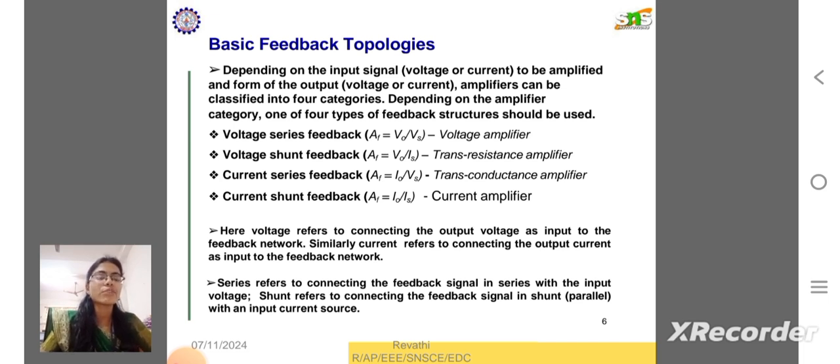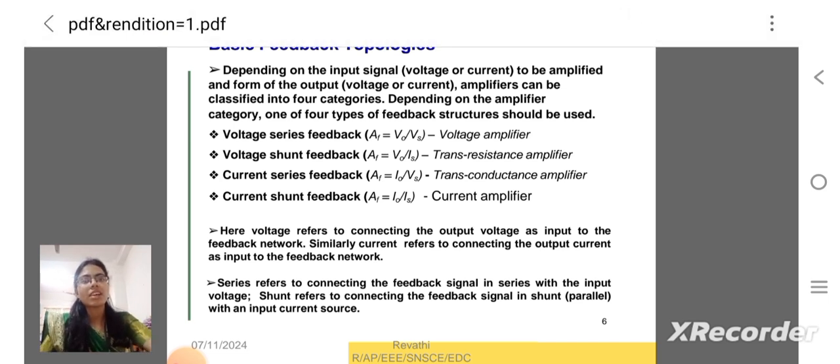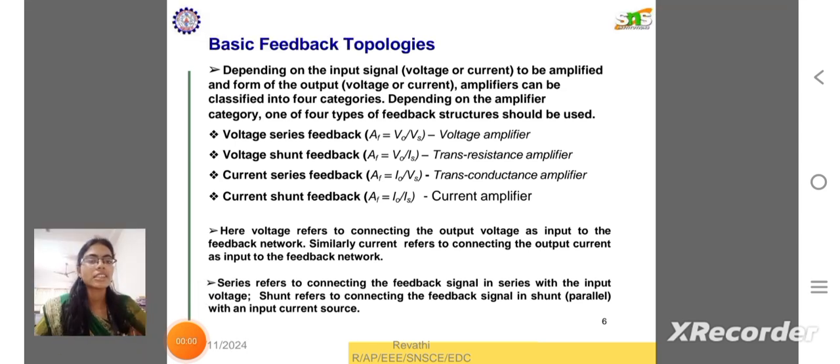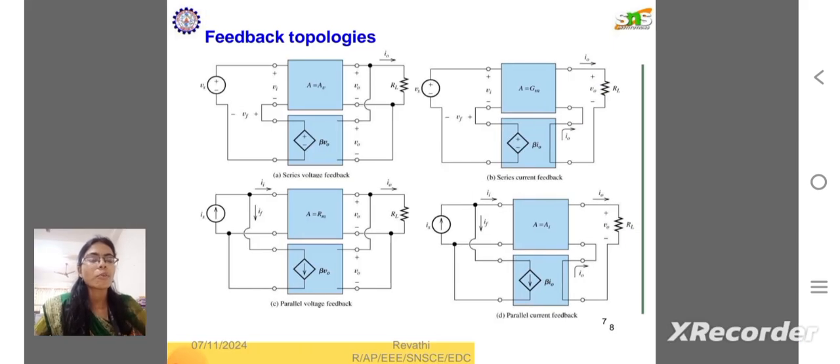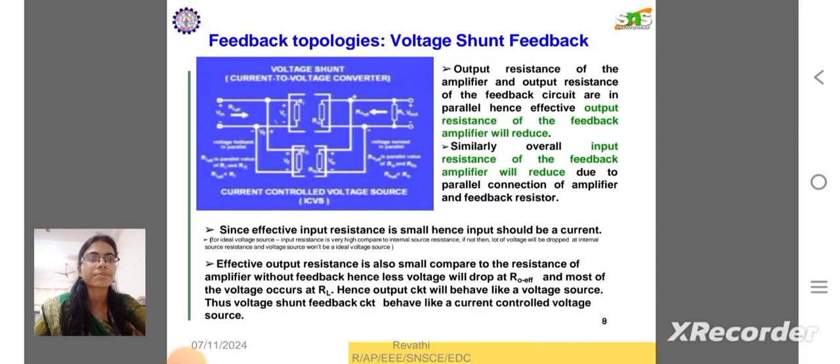Here, voltage refers to connecting the output voltage as input to the feedback network. Series refers to connecting the feedback signal in series with the input voltage. Shunt refers to connecting the feedback signal in shunt, parallel, with an input current source. The feedback topologies are given in the circuit: parallel current feedback, parallel voltage feedback, series current feedback, and series voltage feedback.